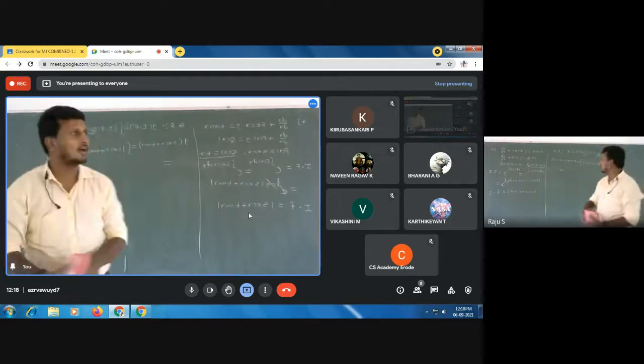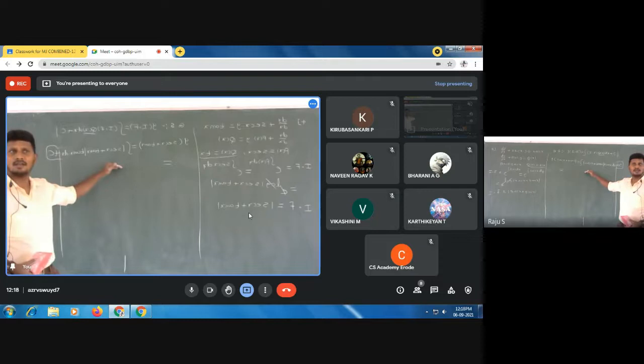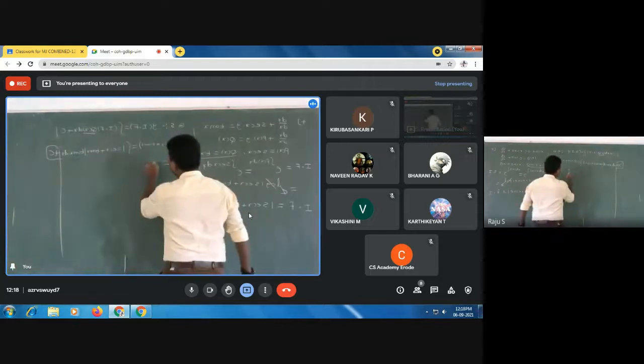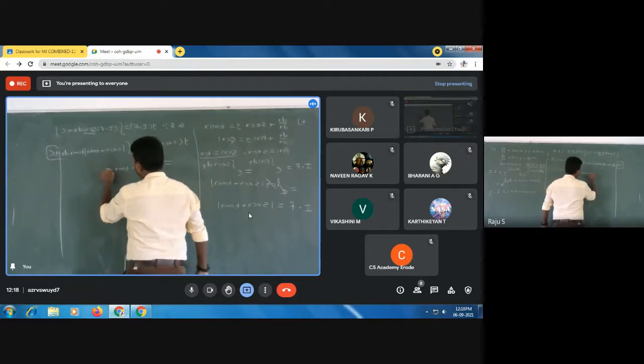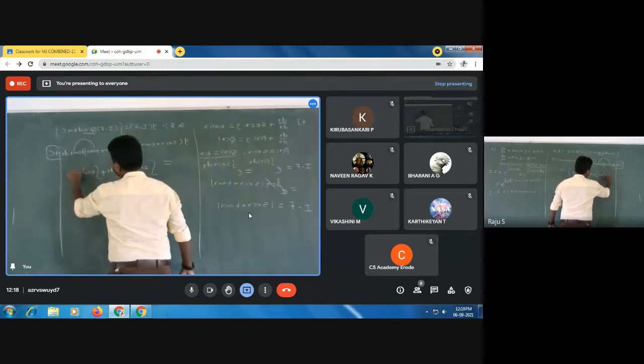What about this? UV rule? No need. First we need to multiply. When I multiply secant x into tan x dx, I write separately secant x tan x plus tan into tan, tan square x dx.